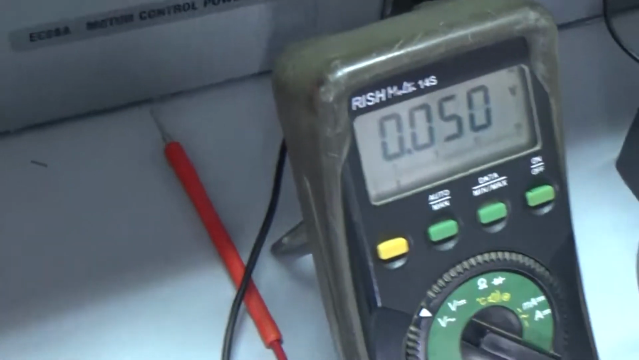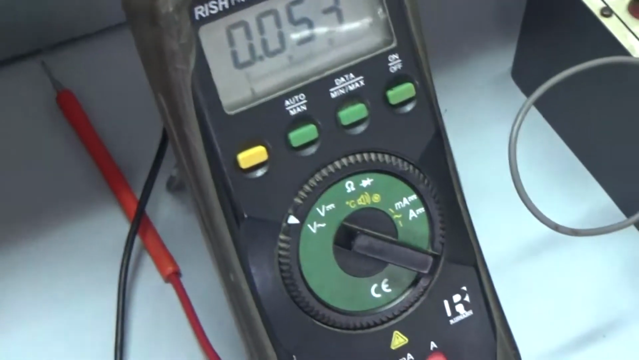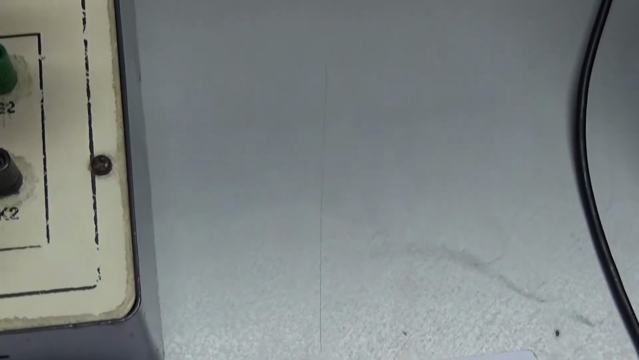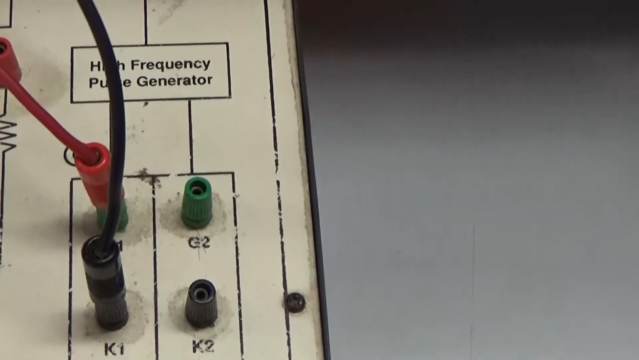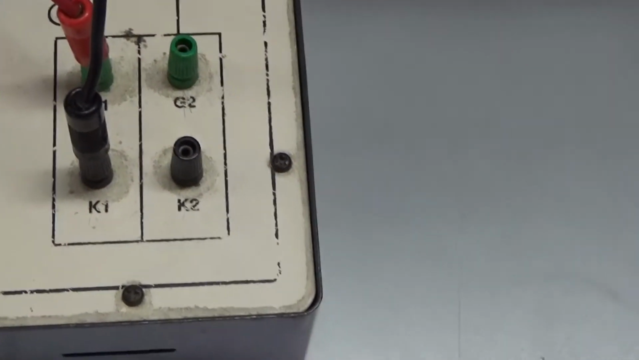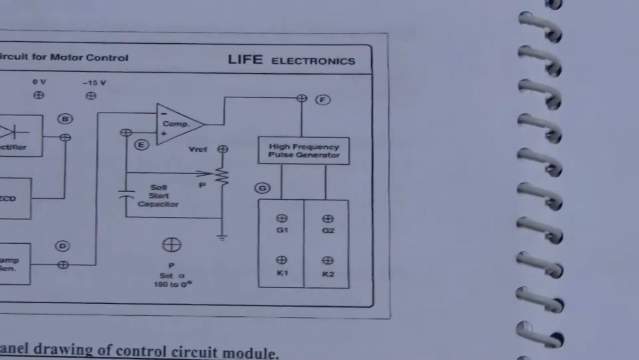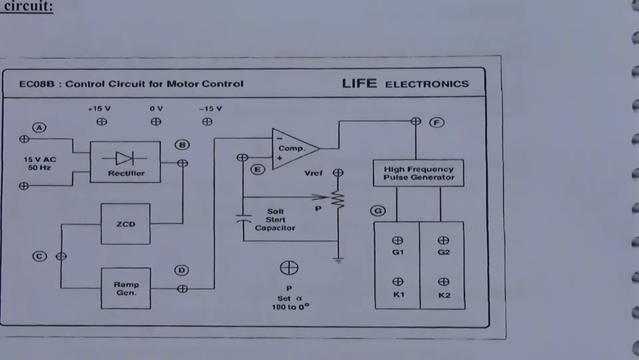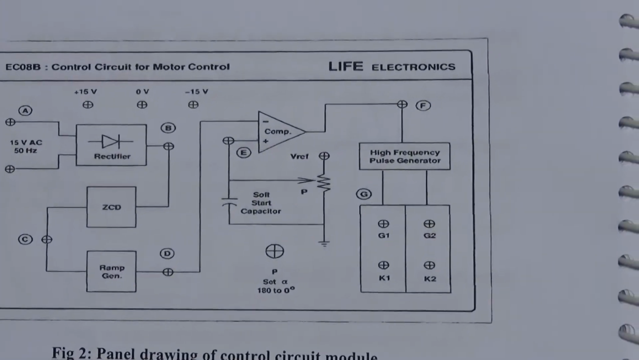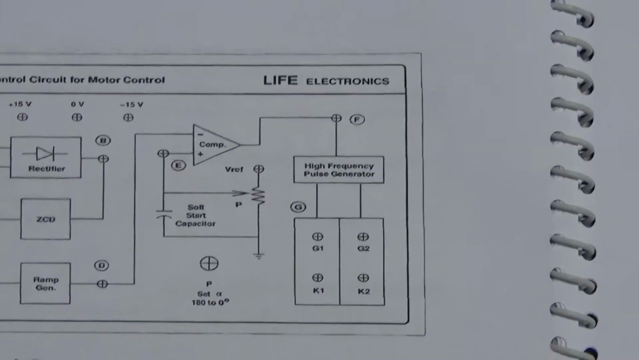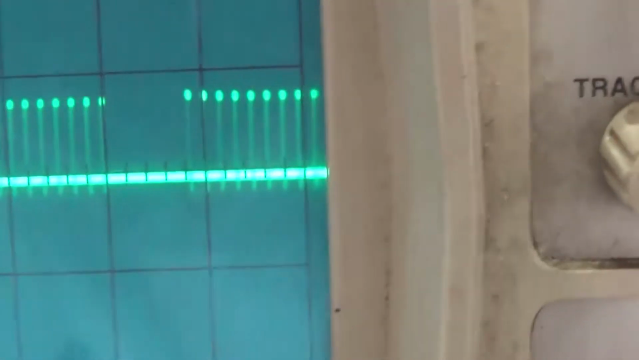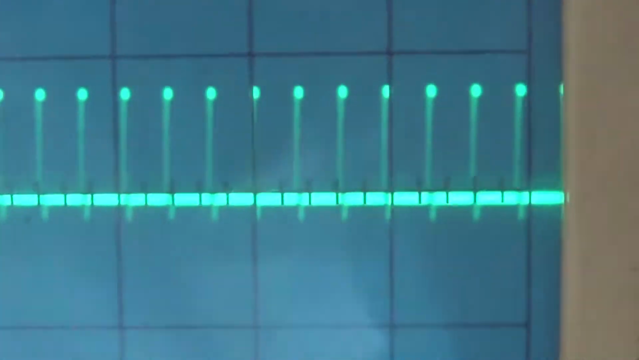Then let us see the isolated pulses at G1 K1 and G2 K2. These pulses are high frequency pulses. They are chopped to very high frequency as well as isolated, so that if any problem occurs in your power circuit, it won't carry to the control circuit because it's electrically isolated. Now we have the G1 K1 pulses, where the CRO is connected. You can see the G1 K1 pulse is high frequency. Let me vary the time base. You can see high frequency pulses here.